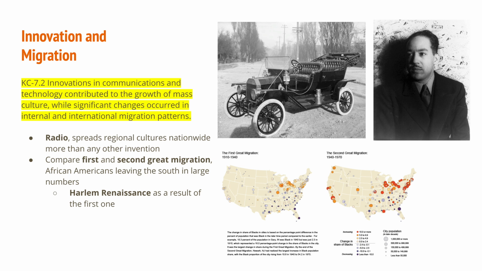All right, innovations in communication and technology contribute to the growth of mass culture, while significant changes occurred in internal and international migration patterns. The radio, as a new technology, spread regional culture nationwide more than any other invention. The next one would probably have been the Model T Ford, because it allows people to move from one place to another relatively more quickly than before. But for transportation, the trains were starting to be a lot more standardized and a lot more widespread.